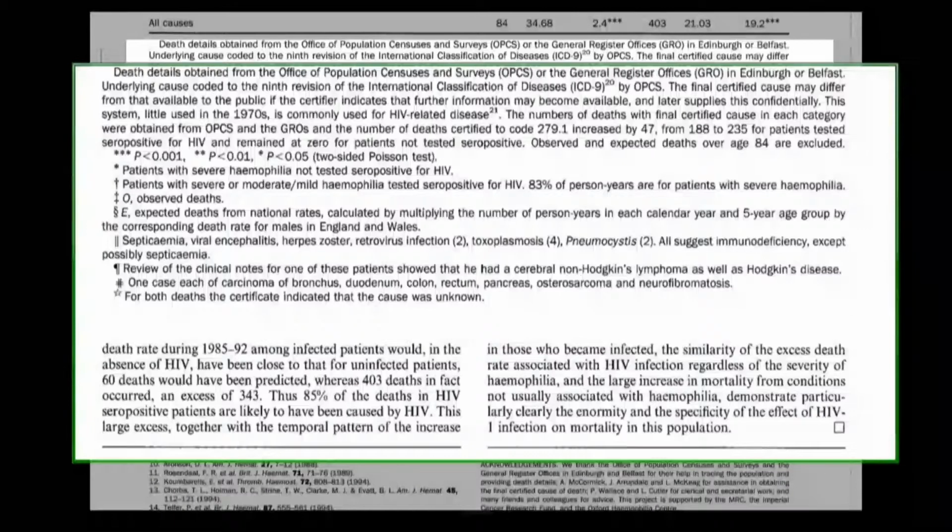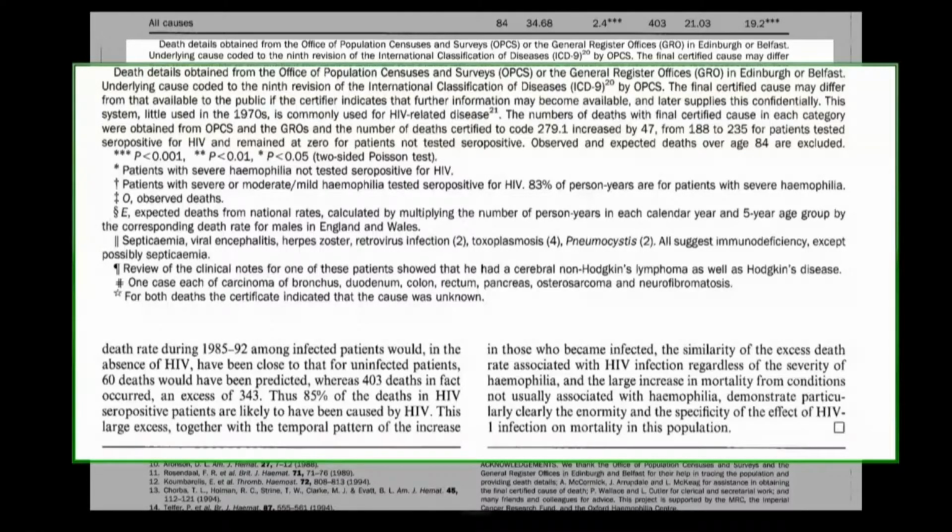Thank you. So picking it up, assuming that the death rate during 1985 to 92 among infected patients would, in the absence of HIV, have been close to that for uninfected patients, 60 deaths would have been predicted, whereas 403 deaths in fact occurred, an excess of 343. Thus, 85% of the deaths in HIV seropositive patients are likely to have been caused by HIV. This large excess, together with the temporal pattern of the increase in those who became infected, the similarity of the excess death rate associated with HIV infection, regardless of the severity of haemophilia, and the large increase in mortality from conditions not usually associated with haemophilia, demonstrate particularly clearly the enormity and specificity of the effect of HIV infection on mortality in this population. That's the figure you were just referring to.